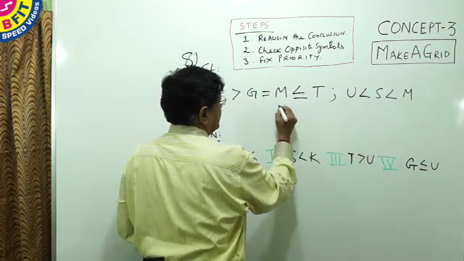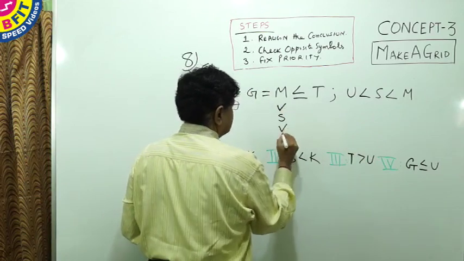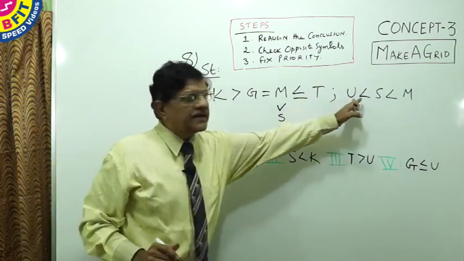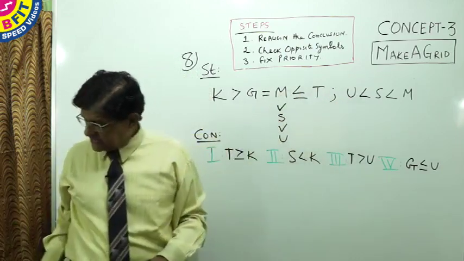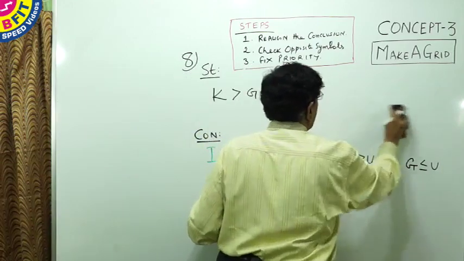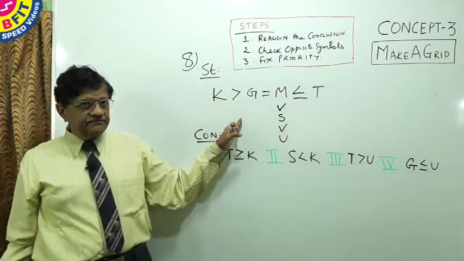M is less than S, less than U. So what I have done, I have incorporated the second statement in the first statement as a grid. Now we will erase this. Now all conclusions we are going to draw from this grid itself.